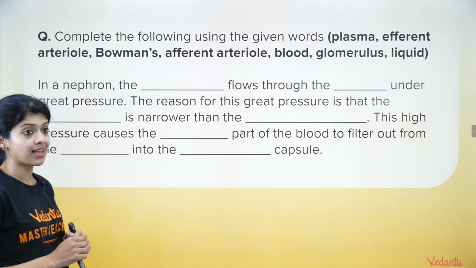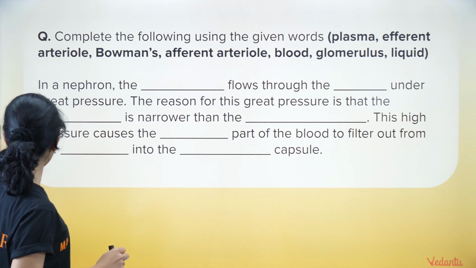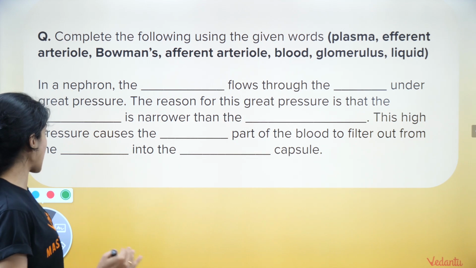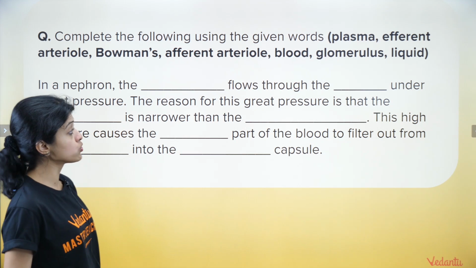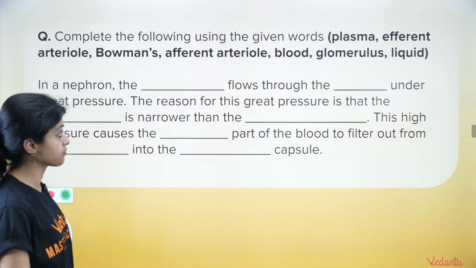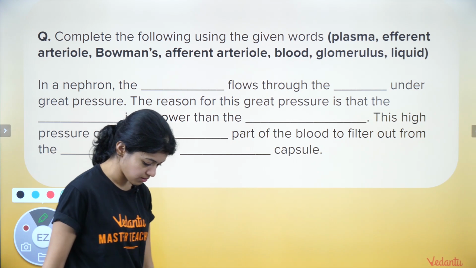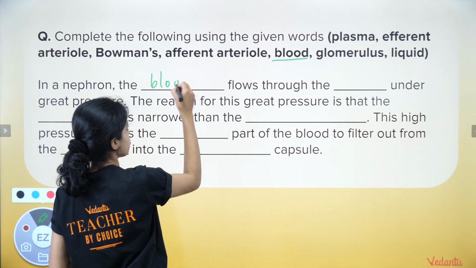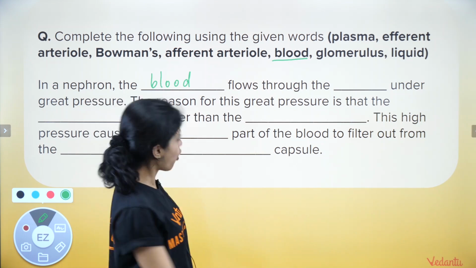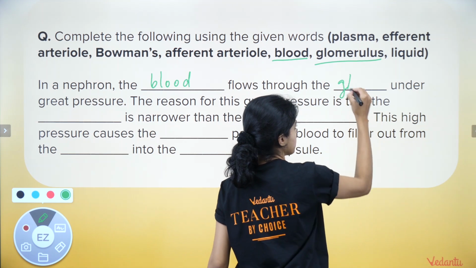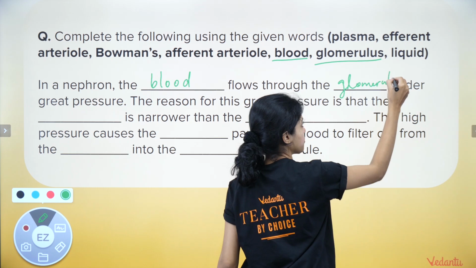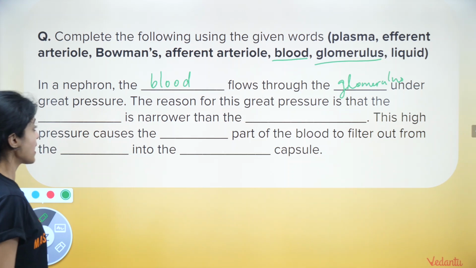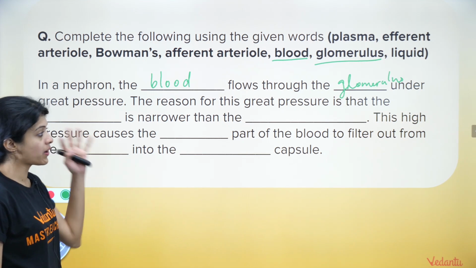In a nephron, the dash flows through the, yes children? The dash flows through the dash under great pressure. What flows through the dash under great pressure? Of course, it is the blood that flows through the, which part? Glomerulus. The next part, the reason for this great pressure is that the dash is narrower than the dash.